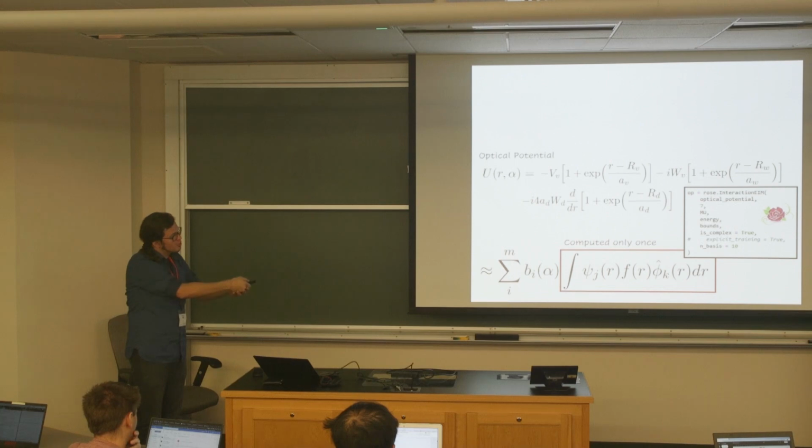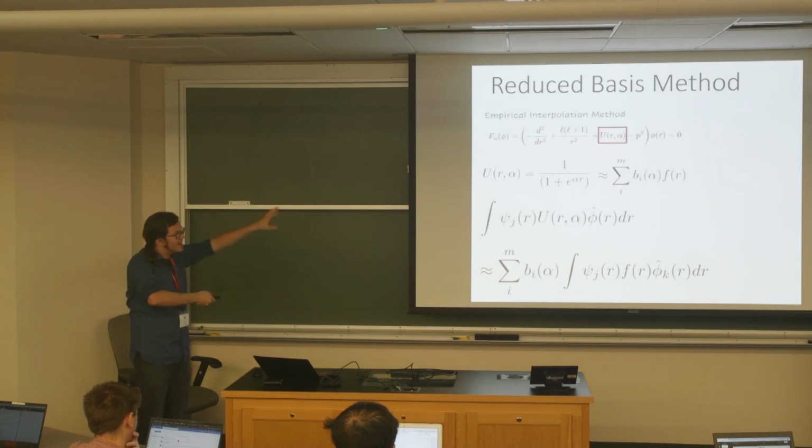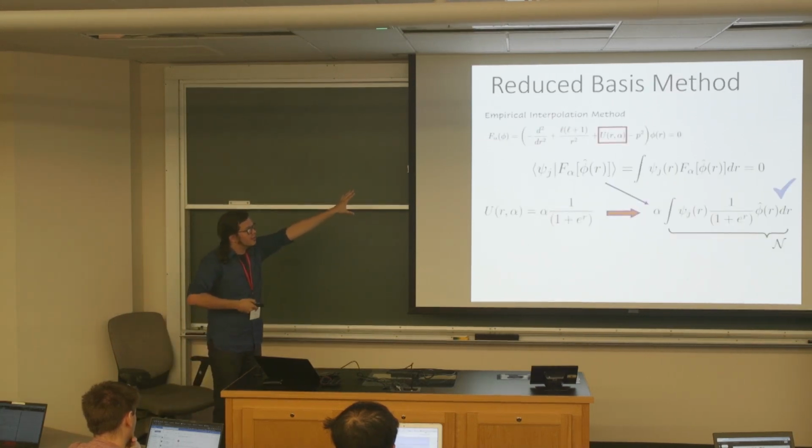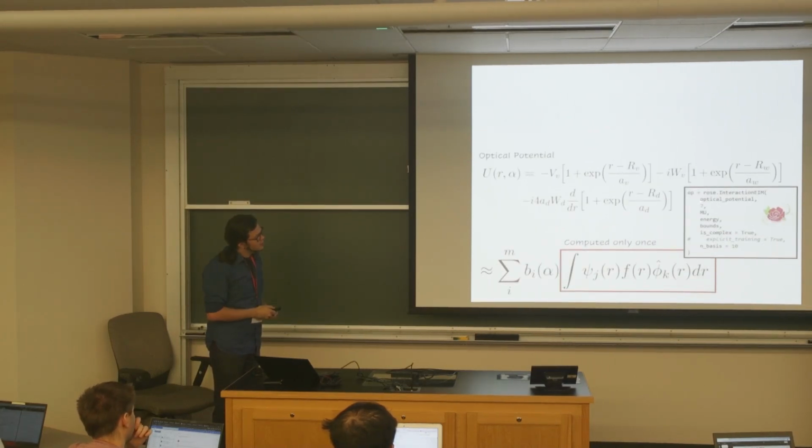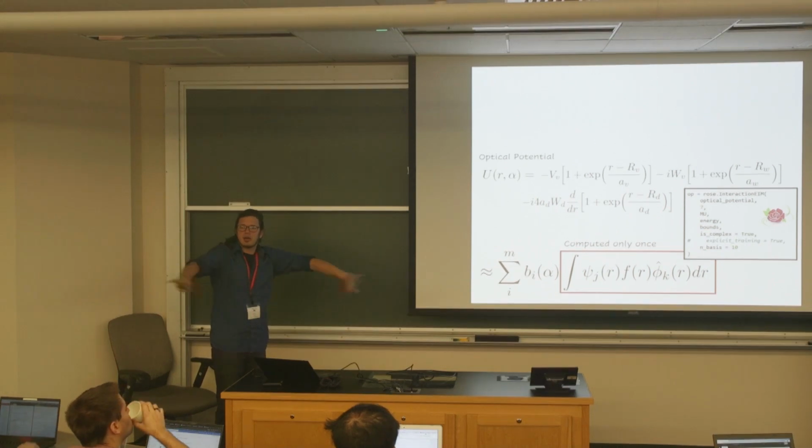So later on you will see the details on how you build this, but imagine all these things that you need to understand about the empirical interpolation method and blah, blah, blah. You just come to ROSE and you say, hey, ROSE, this is my potential. It has 7 parameters. This is my reduced mass, my energy, the bounds of my parameters. It is complex. Please train 10 bases, and you're done. You don't have to think. Now the thing just works.